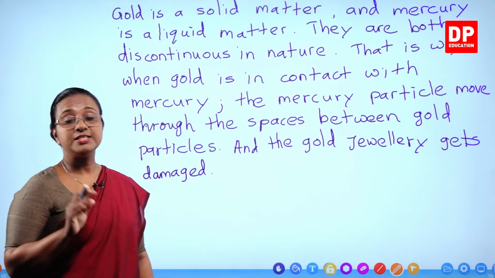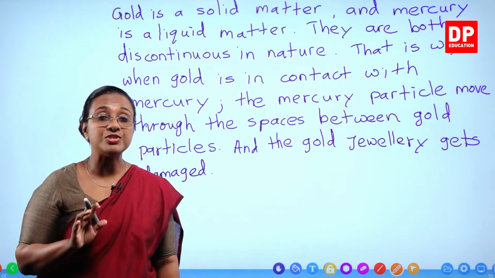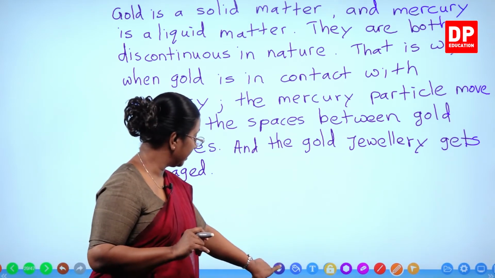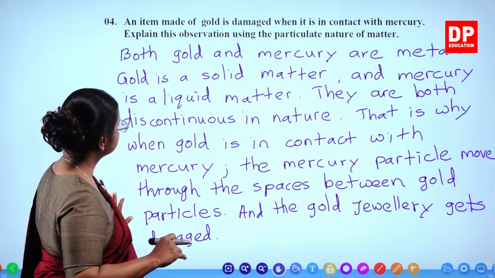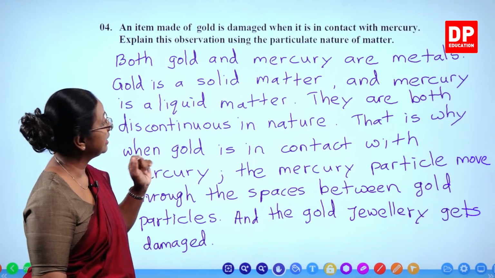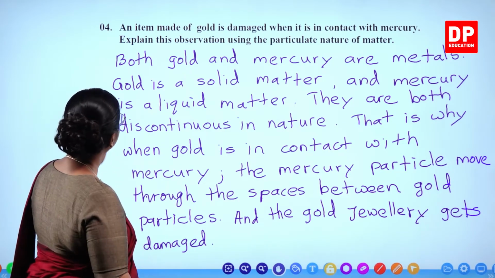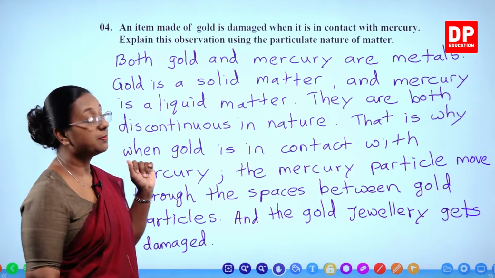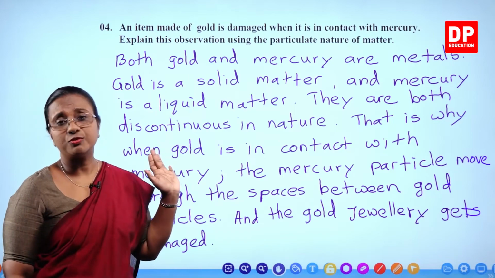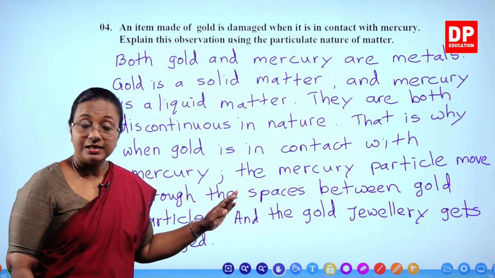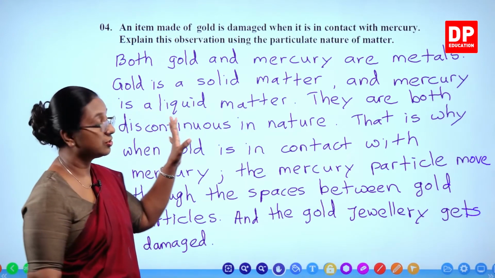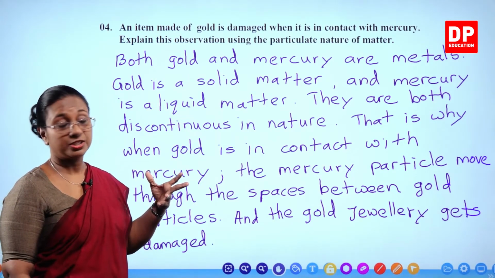So here students, the important part is you have to say they are either particulate in nature or discontinuous in nature. If we look at the answer: an item made of gold is damaged when it is in contact with mercury. Explain this observation using the particulate nature of matter. Both gold and mercury are metals. That of course if you want you can avoid. You don't have to write it. It is not a must. But that is just to give you more information.